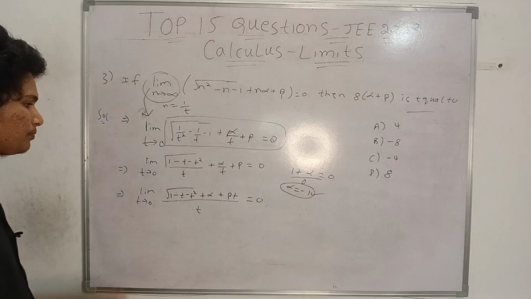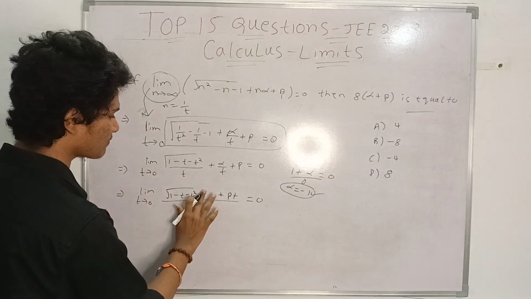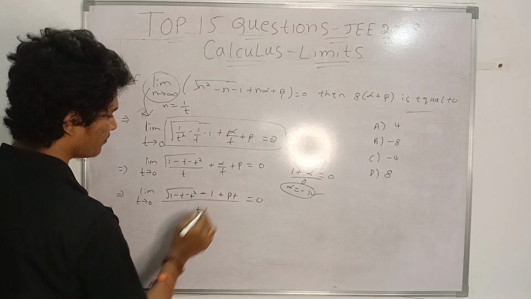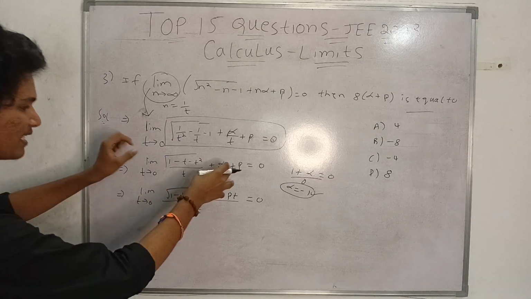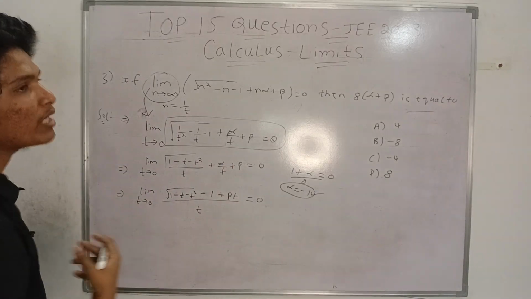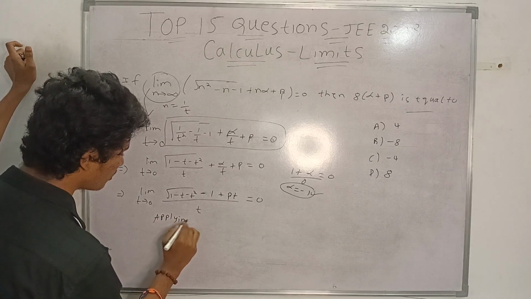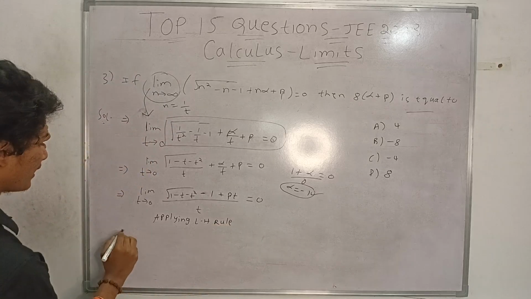Alpha equal to minus 1. So basically we can directly write here alpha equal to minus 1. Now you can directly evaluate this limit, that is it is now 0 by 0 form and you can apply the L'Hopital rule. Applying L'Hopital rule, what will you get?